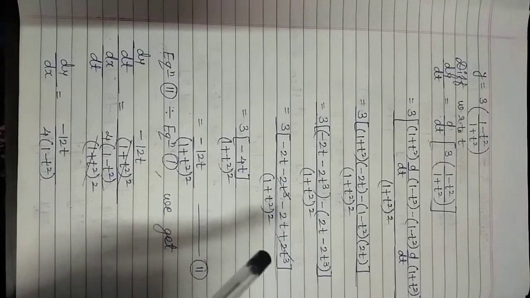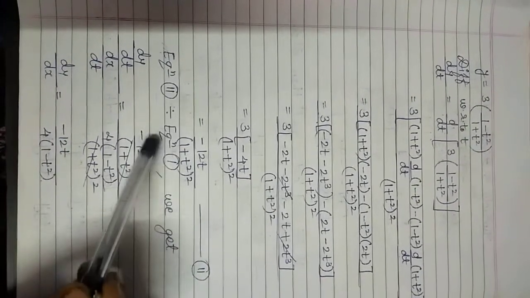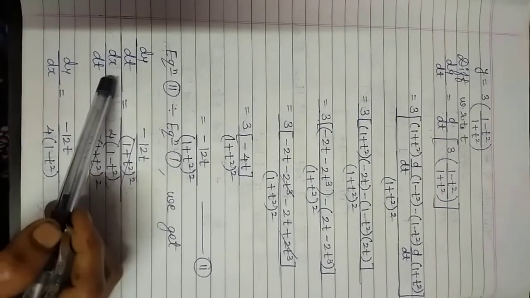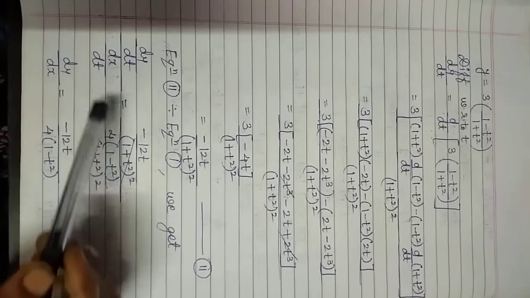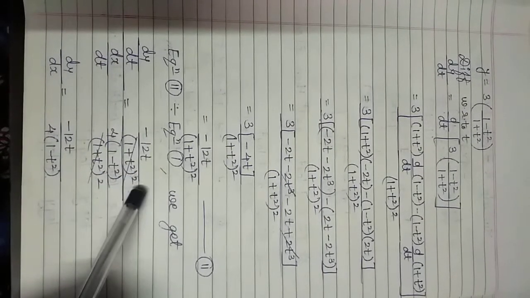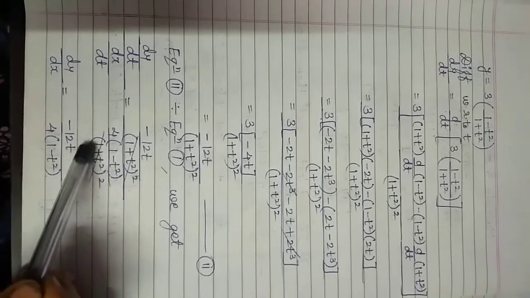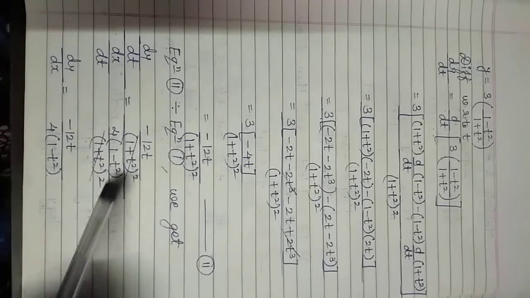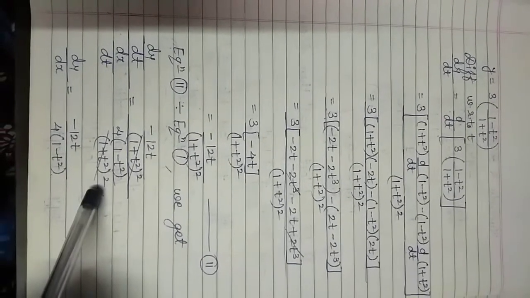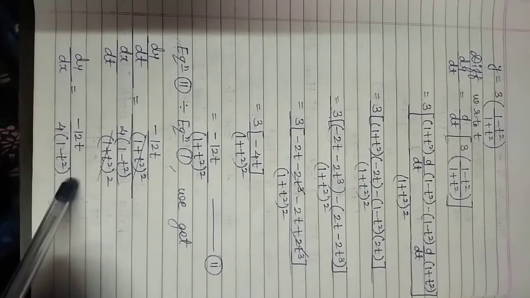Now since we require the value of dy by dx, we will divide equation number 2 by equation 1. We get dy by dt upon dx by dt is equal to minus 20 upon 1 plus t square the whole square upon 4 into 1 minus t square upon 1 plus t square the whole square. Now this denominator 1 plus t square, square terms get cancelled. So we will get minus 20 upon 4 into 1 minus t square.